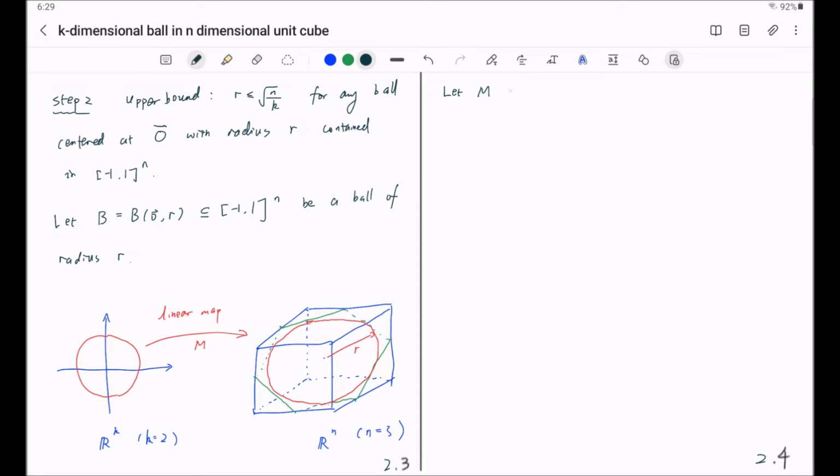So let M from Rk to Rn be a similitude carrying the unit ball in Rk to this given B. Here we identify this map M with its matrix representation under the standard basis of Rk and Rn.